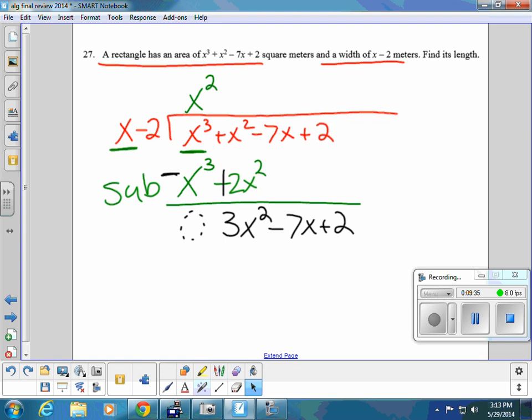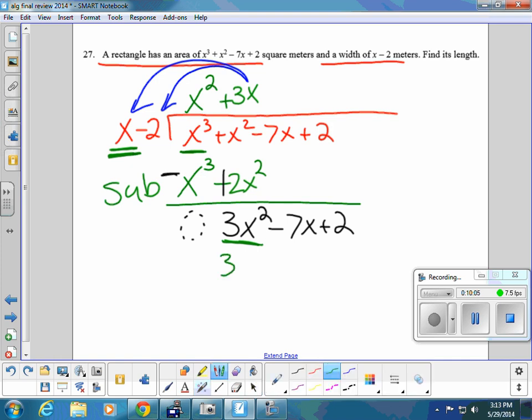Okay, the next step is to look again at the first term here and the first term here, and how do I make the x up here look like a 3x squared? And you're going to multiply it by positive 3x. Again, don't forget to multiply both things by positive 3x, and you're going to produce a 3x squared here, and then 3x times negative 2 is negative 6x.